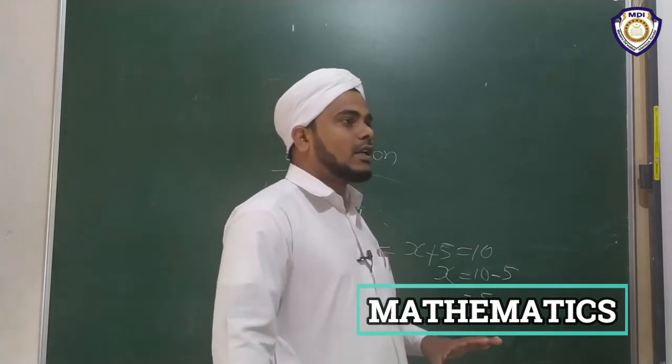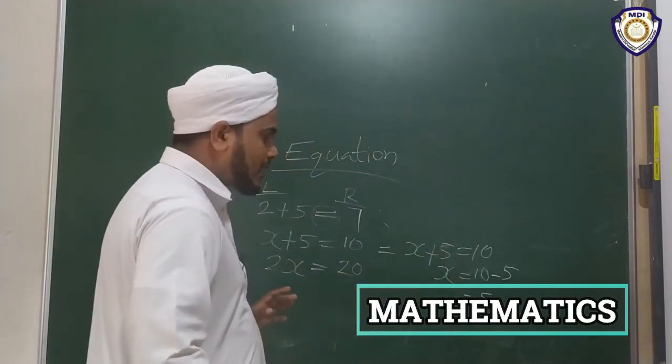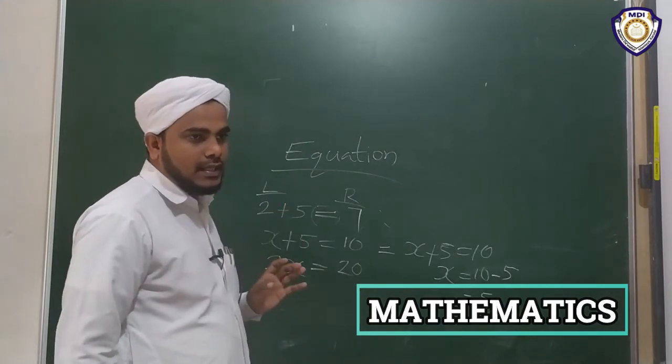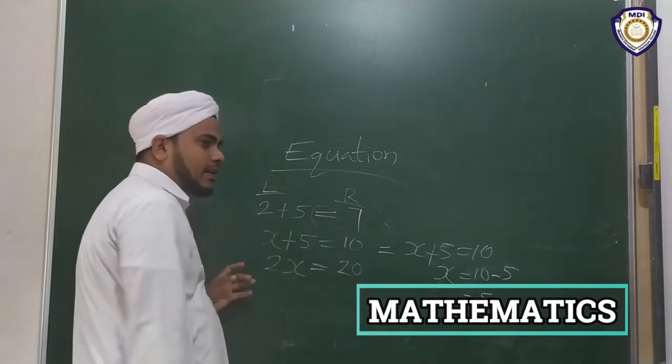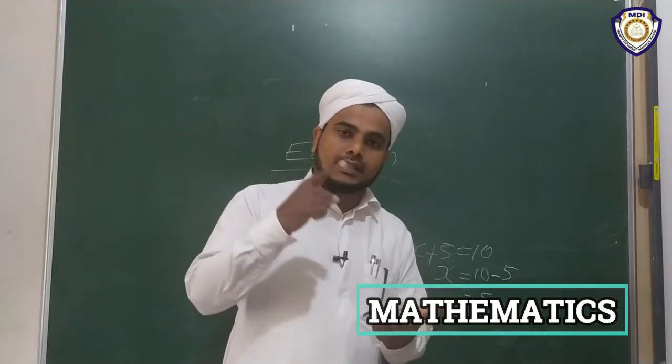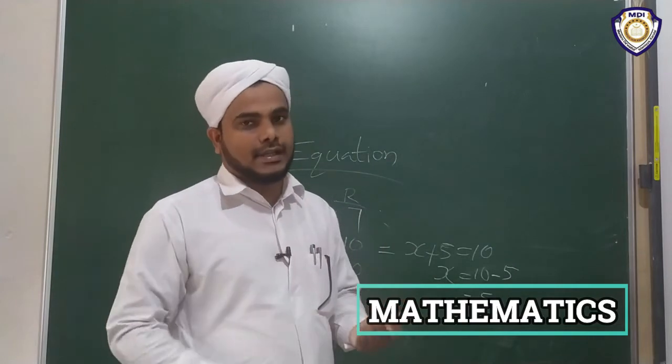Equation has three parts. First one, the symbol of equal. Second one, right side. Third one, left side. Left side, symbol of equal, right side.